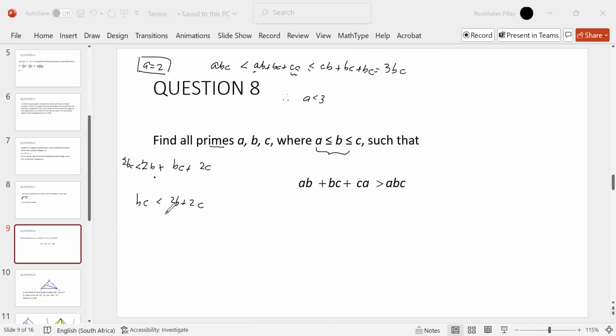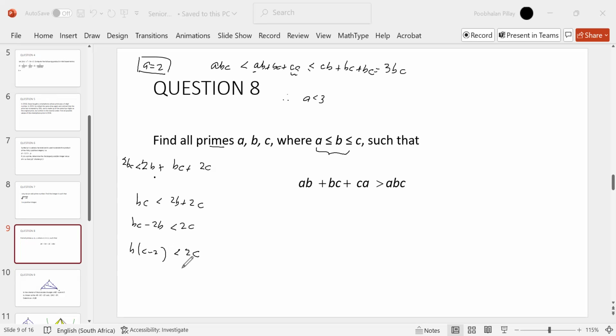All right. Well, I can bring B or C to the other side. Let's take B to the other side. And you have BC minus 2B is less than 2C. And then you got B into C minus 2 is less than 2C. I remember these are all prime numbers, and all these numbers are greater or equal to 2 because we said A is 2. So, anyway, they are prime numbers. So all prime numbers are greater or equal to 2. So there's nothing any special about that.